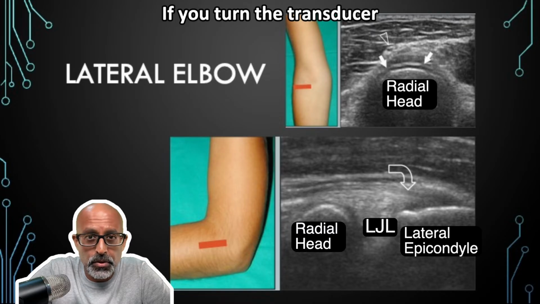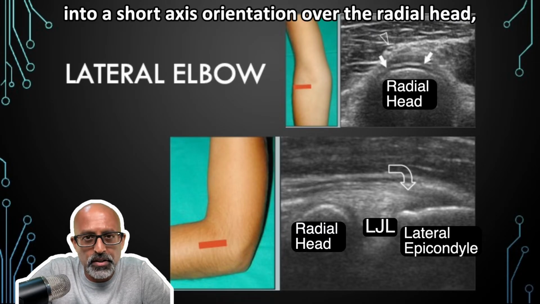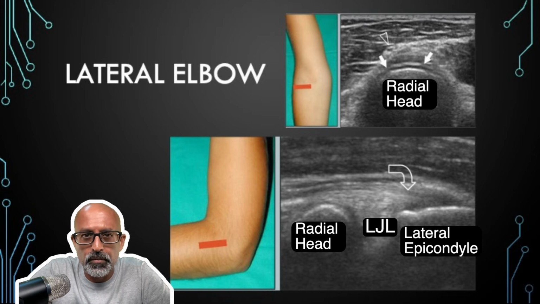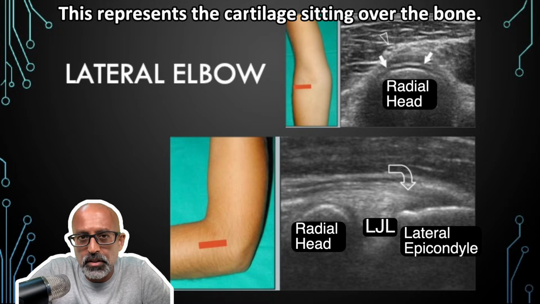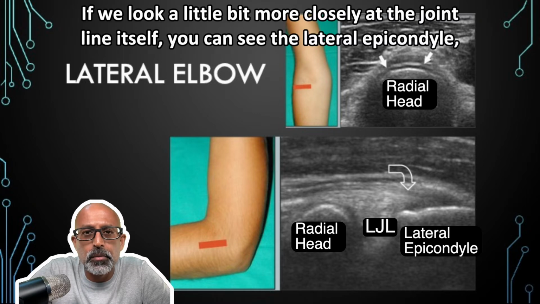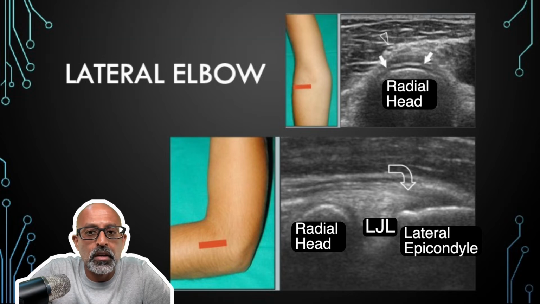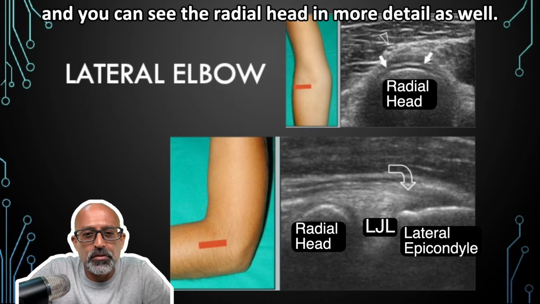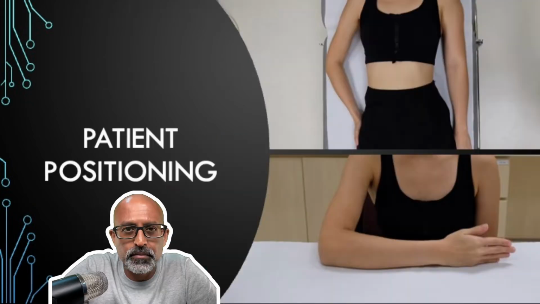If you turn the transducer into a short axis orientation over the radial head, you'll see a hypoechogenic line sitting over the top. This represents the cartilage sitting over the bone. If we look a little bit more closely at the joint line itself, you can see the lateral epicondyle, you can see the common extensor origin, and you can see the radial head in more detail as well.